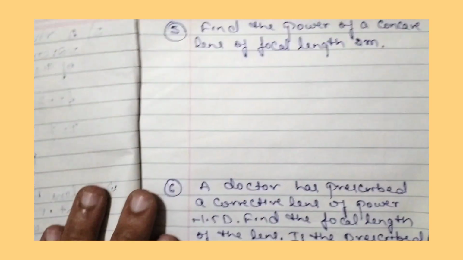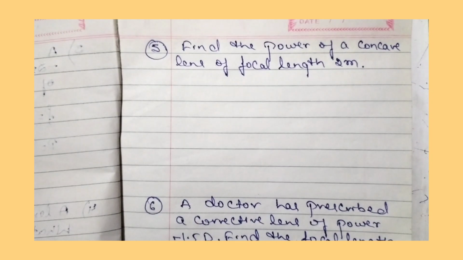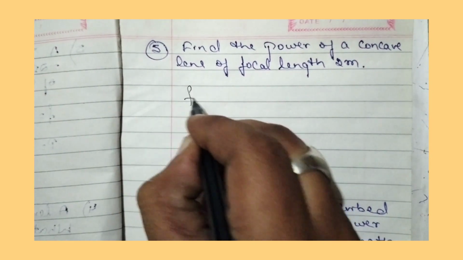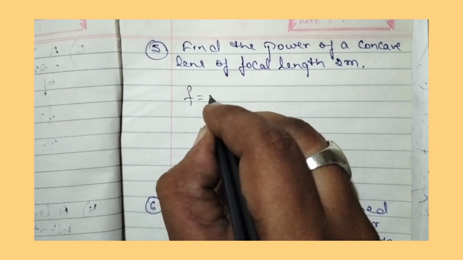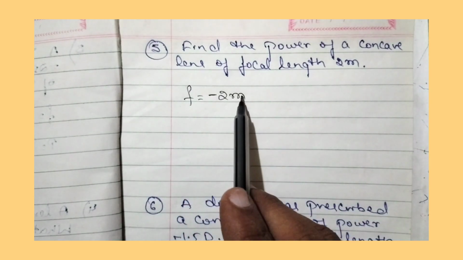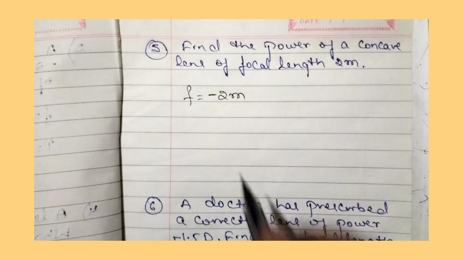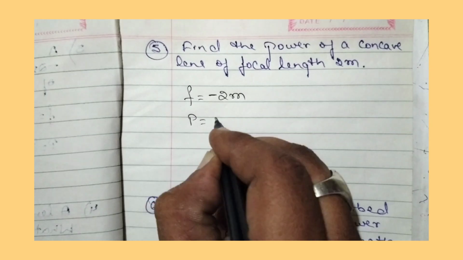That is the fifth one. Find the power of a concave lens of focal length 2 meter. So focal length is given: f is equal to, concave, therefore minus 2 meter. Here they have already given it in meter, so no need to convert it. Now power is equal to question mark.